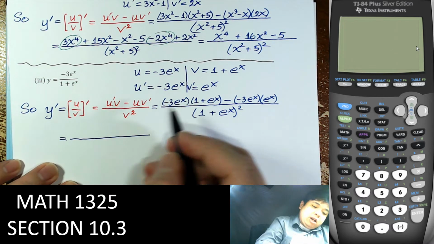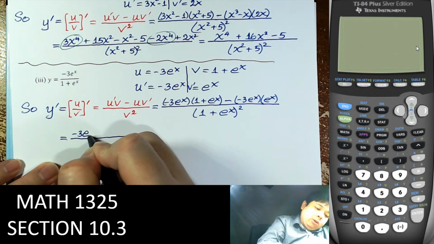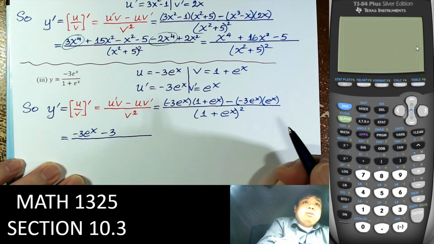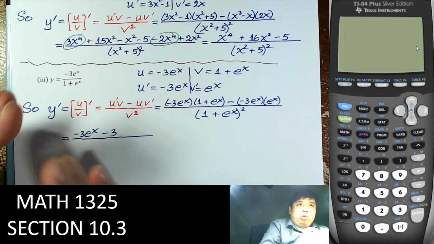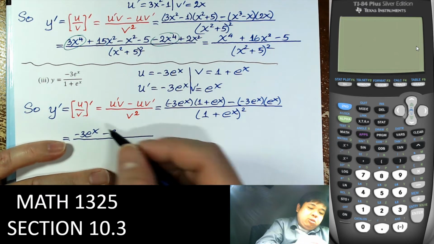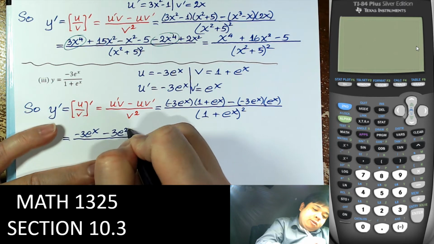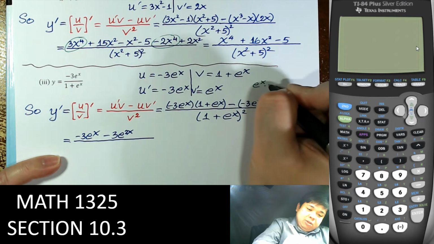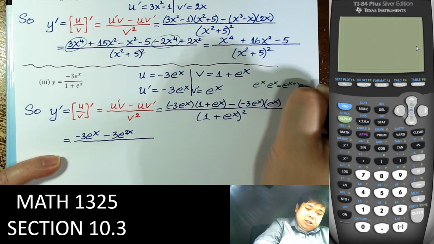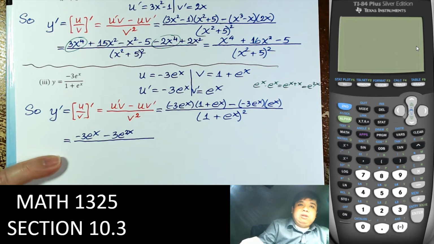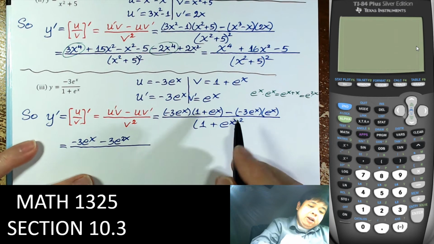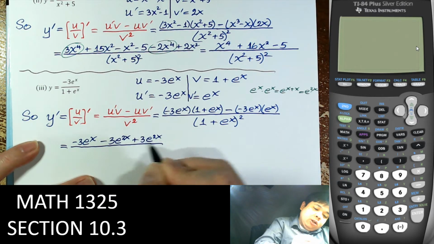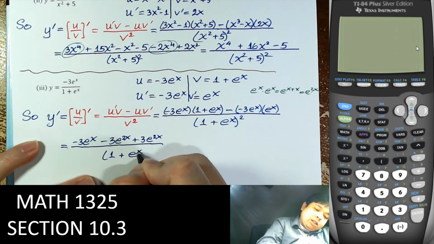Right, so multiply it out. Negative 3e to the x times e to the x, on the same base, we just add the exponents, x plus x, which is 2x. I'll just write it out. So we have e to the x times e to the x is e to the x plus x, e to the 2x. Yeah, that's what we have here. Minus a negative, that's plus 3e to the 2x over 1 plus e to the x, squared.